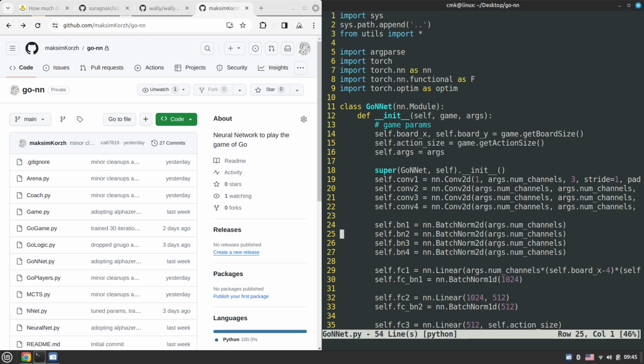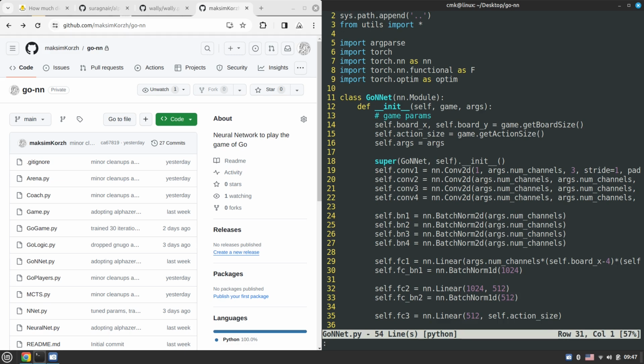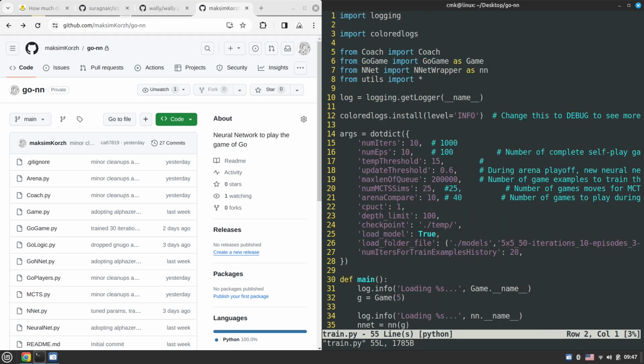But anyway, so this architecture seems to be working quite nicely. Now let me show you the main file called train.py. The parameters here are interesting. These are the values from the game of Othello. I'm using my own values.